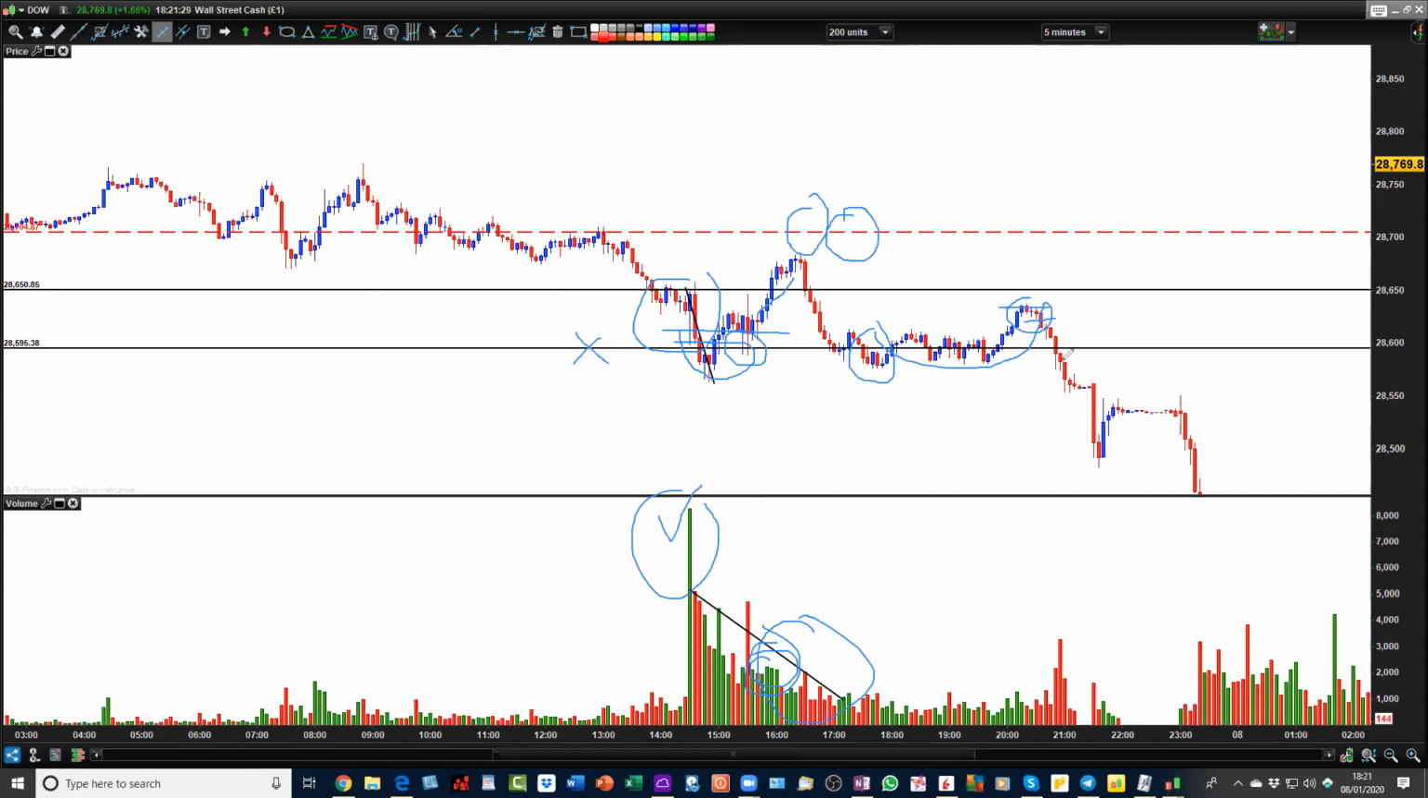We close okay and then immediately start to drop after the cash market's closed. So that's the close there. So all of this was kicking off afterwards. Okay, so you can use something as simple as volume and the location of the gap to decide whether or not this market is worth going for.